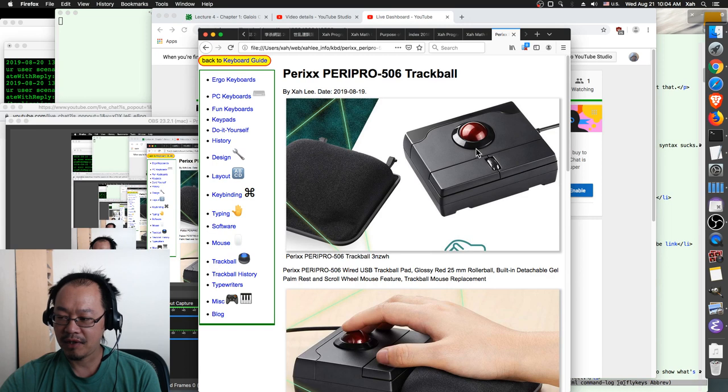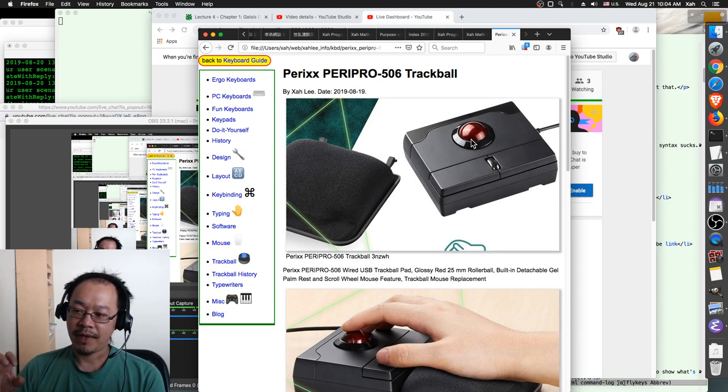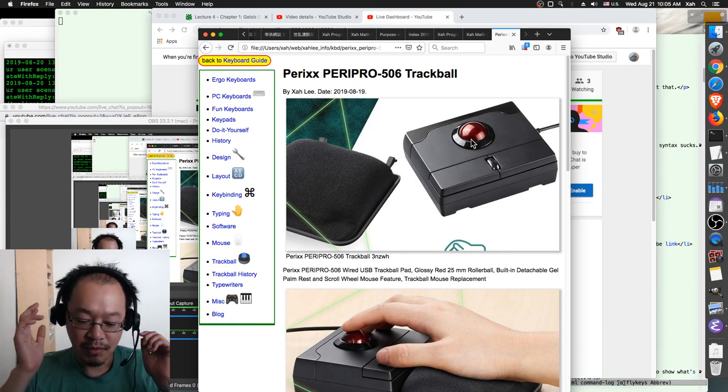So this trackball, I don't think it's a very good design, because when you have a trackball, you want a large ball. The larger the ball, the better. But for some situations, a small ball is good. However, the key thing about a trackball is that you want to maximize the exposed area so your hand can draw on it. Actually, let me show you a trackball.